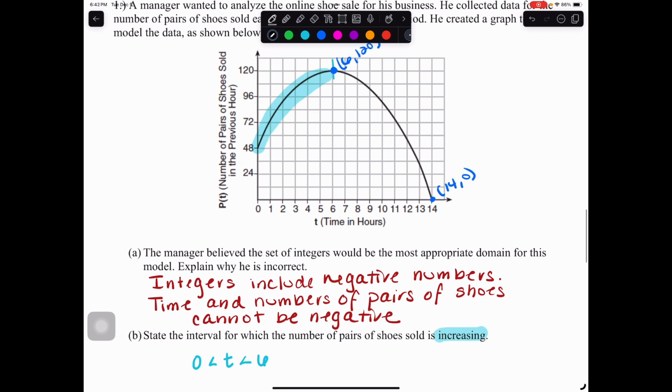B, state the interval for which the number of pairs of shoes sold is increasing. So you can see I highlighted that word in blue, and I highlighted the part of the graph where as t is increasing, P of t is also increasing. So that's going to happen for domain values of 0 less than or equal to t less than or equal to 6. So using a t instead of x here because t is our domain, input is time in hours. So from a t value of 0 to a t value of 6.